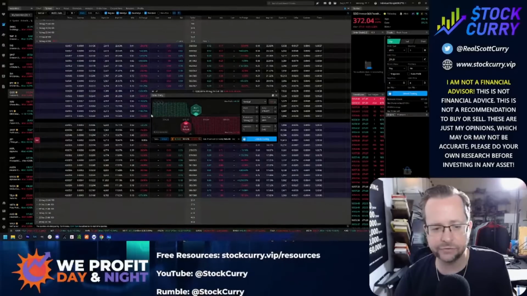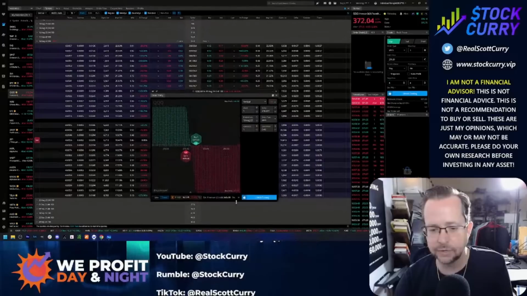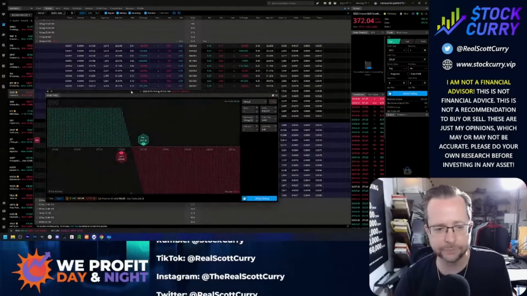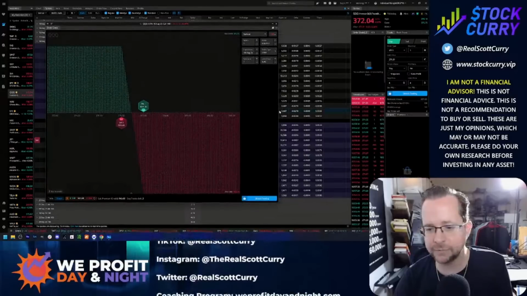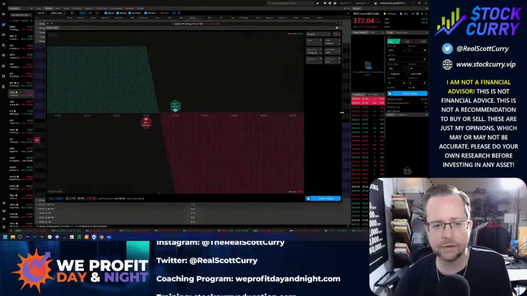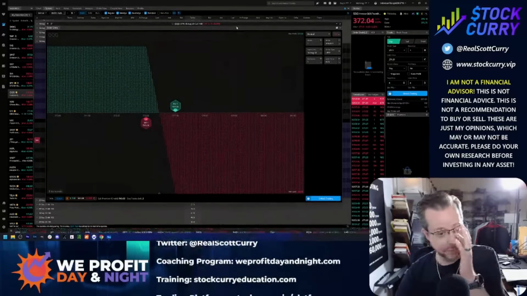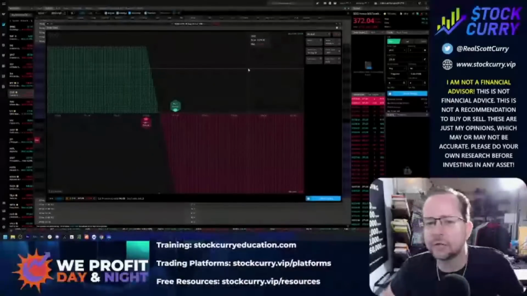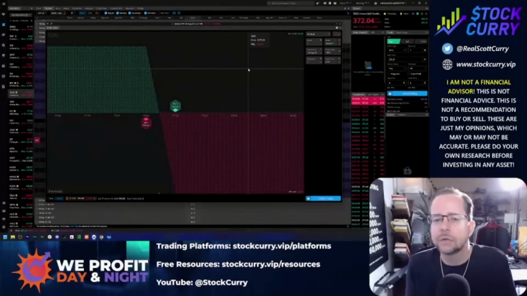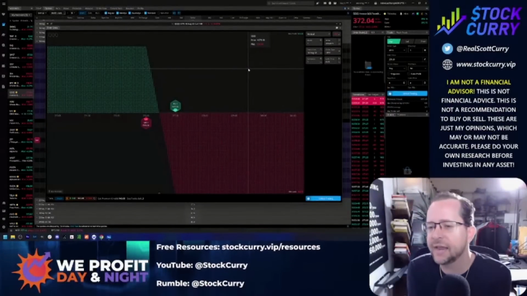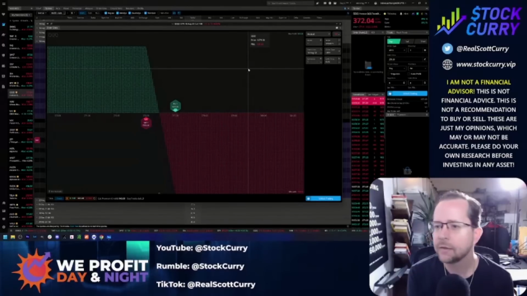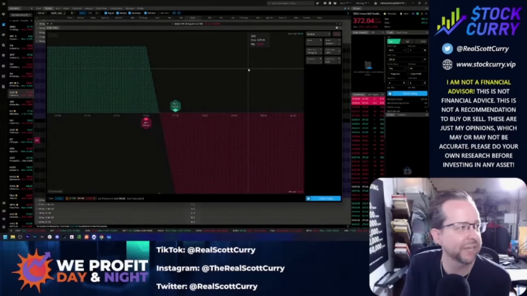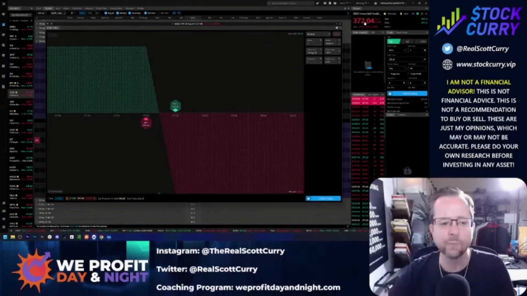I want you guys to see this graph. Let's make this bigger, bigger, bigger. Here's the cool thing. What did QQQ close out on Friday? QQQ closed on Friday at $372. You guys see that up here? 372.